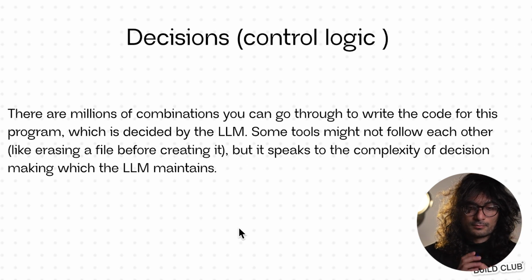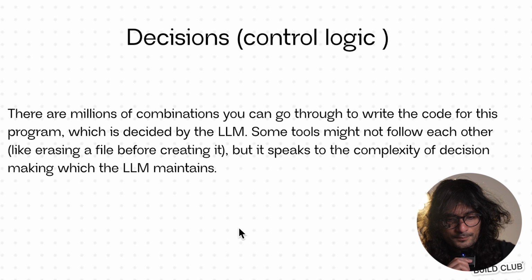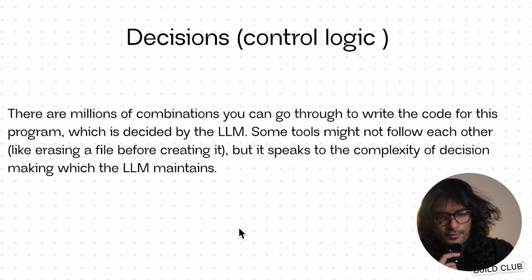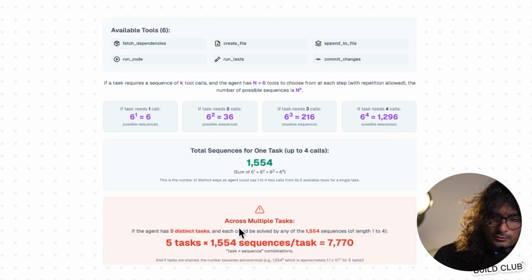So decisions. There are millions of combinations that you can go through while writing the code, which is decided by the LLM. Some tools might not follow each other, like erasing a file before creating it, but it speaks to the complexity of the decision space. And I'm going to try to explain to you how complicated it gets. Let's say you have 6 tools. Let's say create file, append to file, run test, commit changes, fetch dependency. These are 6 tools.